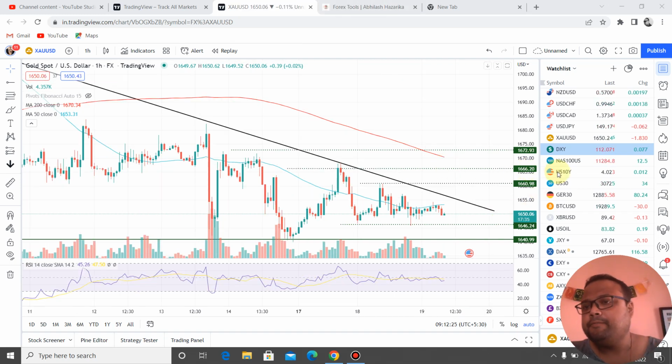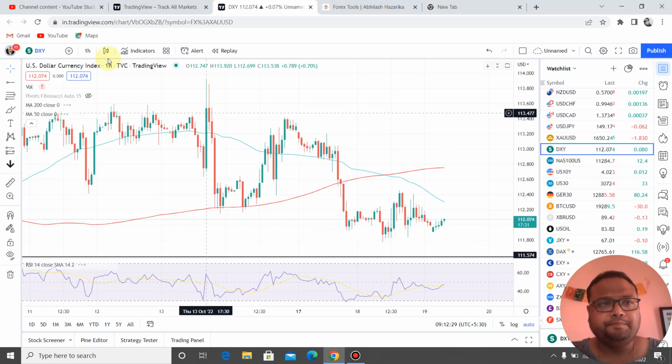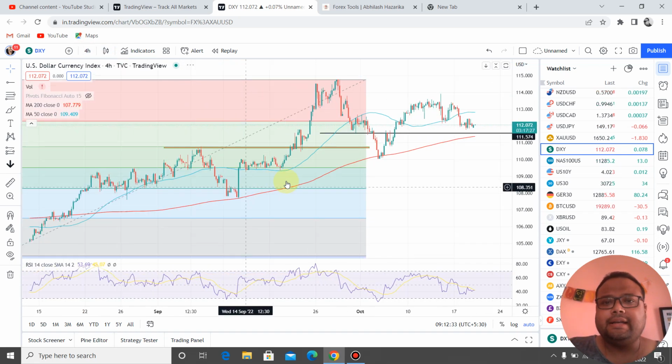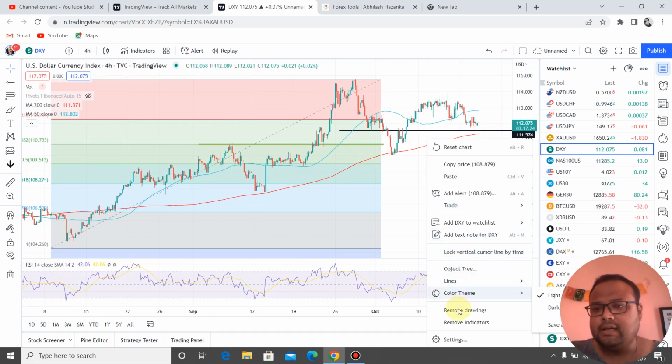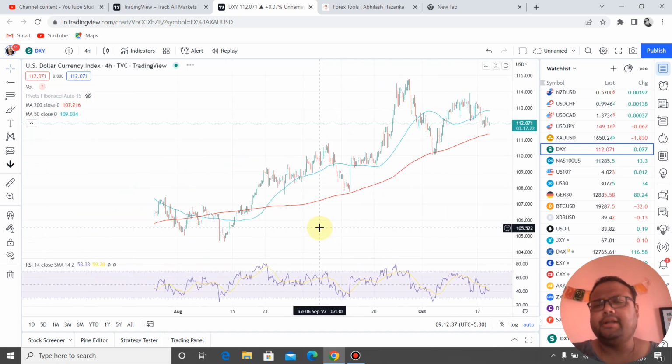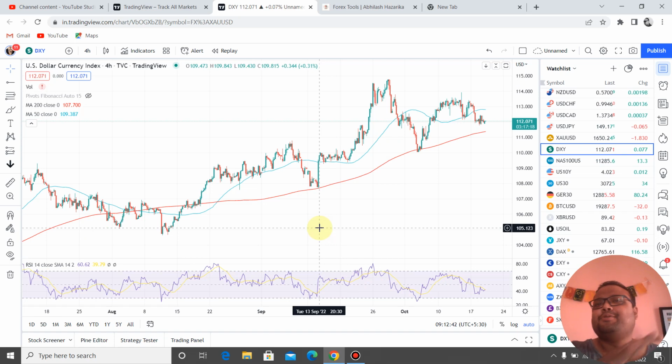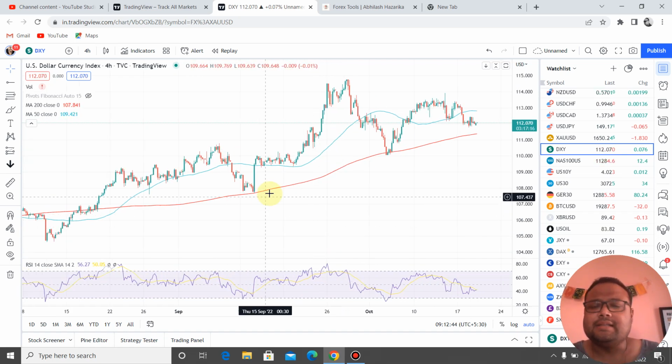Before I proceed, I would like to take you to the chart of DXY. This is the 4-hour chart of DXY, and as we all know, the overall DXY is in an uptrend. There is no doubt. We all know that DXY has been in an uptrend for the last couple of months. DXY is extremely bullish.